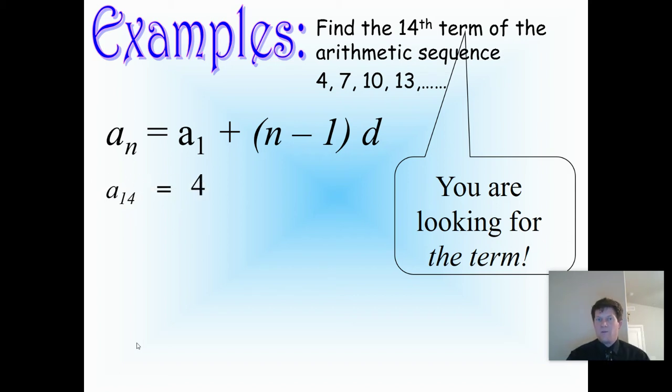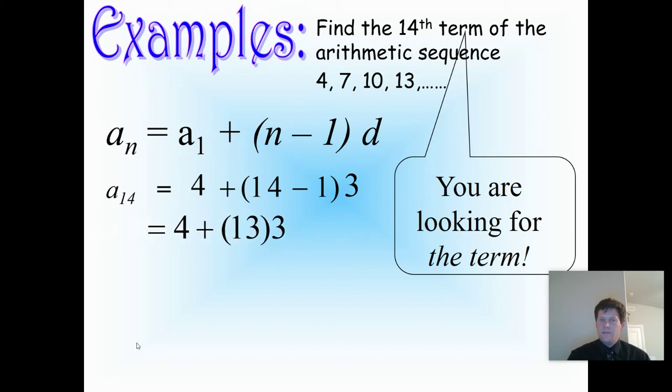My first term, again, was 4. I'm looking for the 14th term, so that gets plugged in for n. And my common difference you saw from before was add 3. So I plug those values in, and now I just simplify. Dealing with the parentheses first. 14 minus 1 gets me 13. 13 times 3 makes 39. 39 plus 4 makes 43.